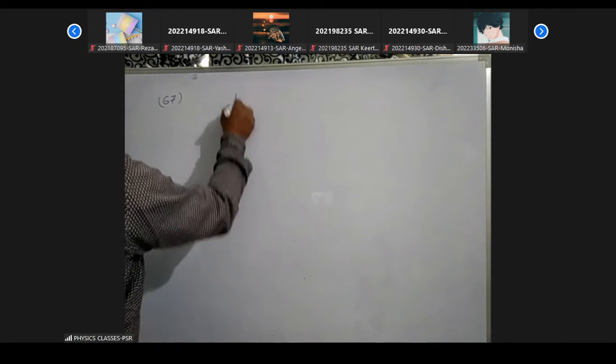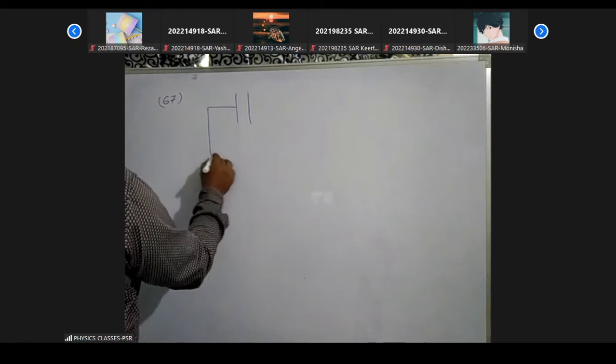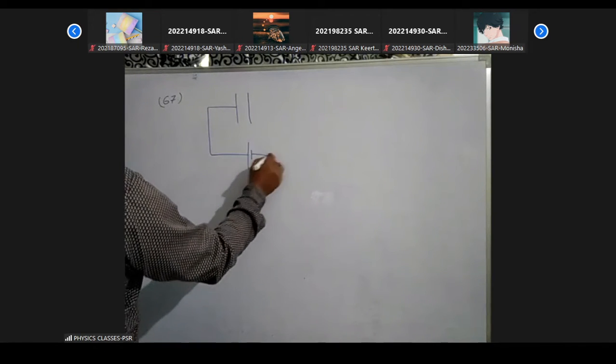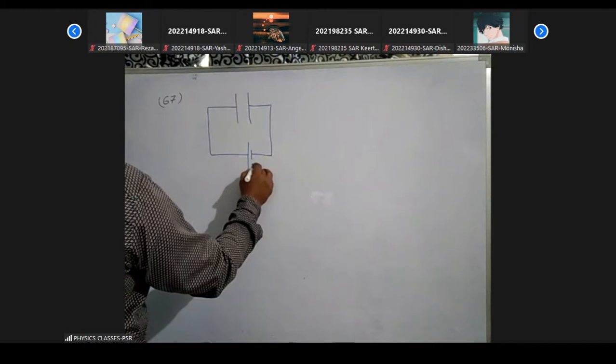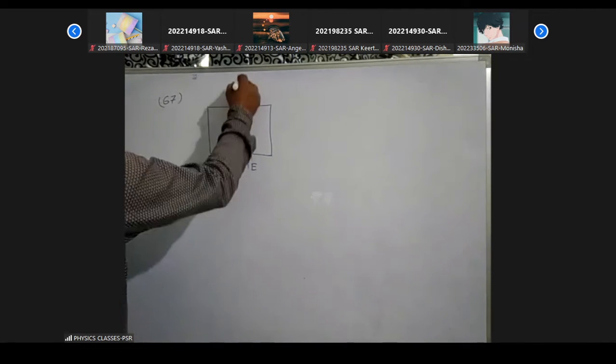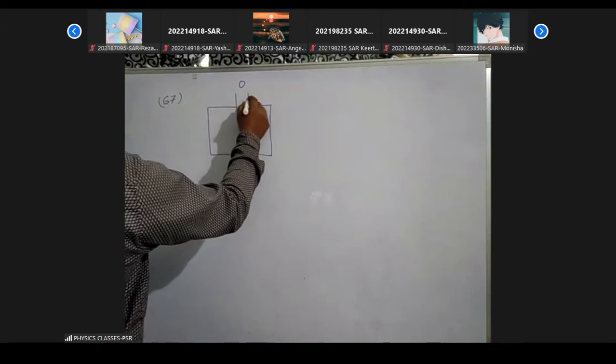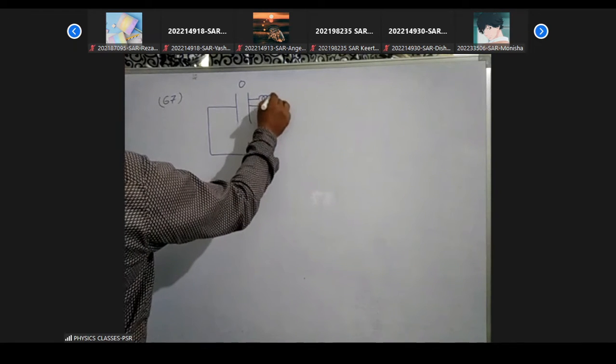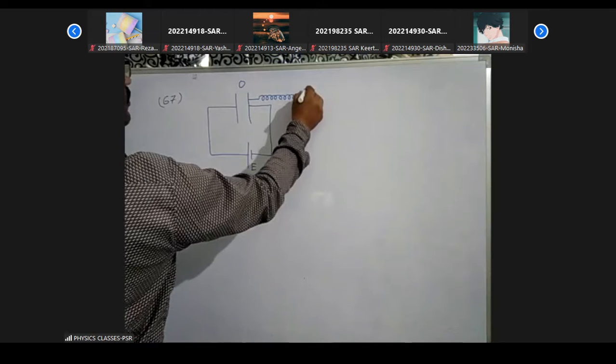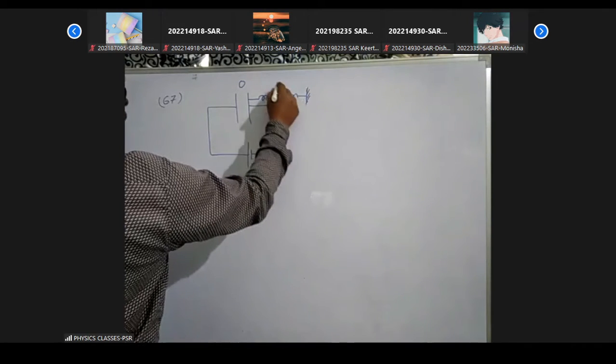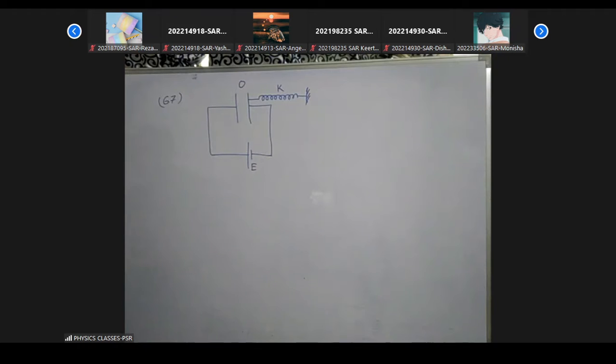Here, a parallel plate capacitor is connected across a battery of potential EMF E. Then this plate is connected to a spring, like this, whose spring constant is K, let us say. The area of each plate is A, and the separation between them is D when the capacitor is uncharged.